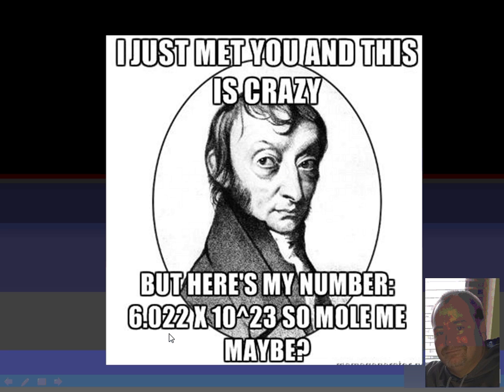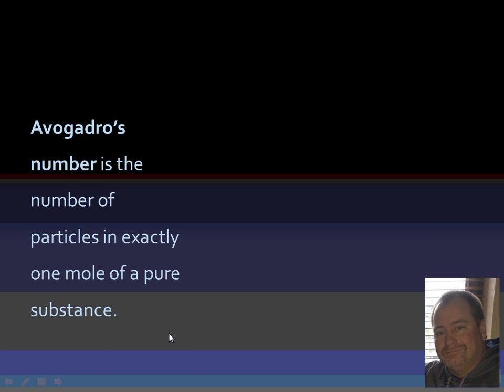Okay. Now, the point is, Avogadro's number, we tend to use this. We don't use the whole long thing. We round it to 6.022 times 10 to the 23rd. Avogadro's number. So call him, baby. Avogadro's number is the number of particles in exactly 1 mole of a substance. We just stated that.